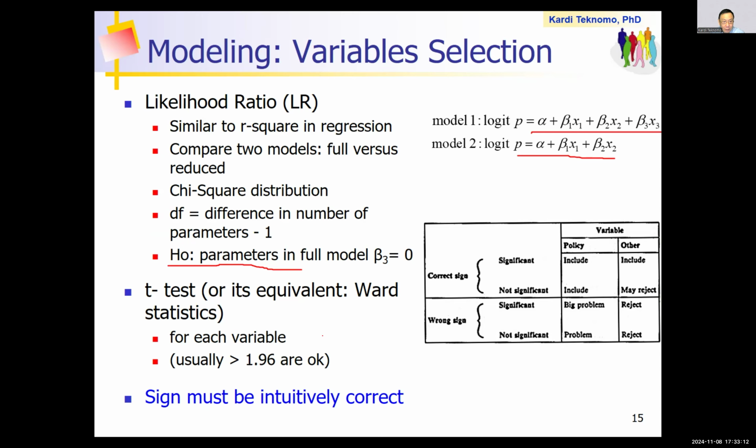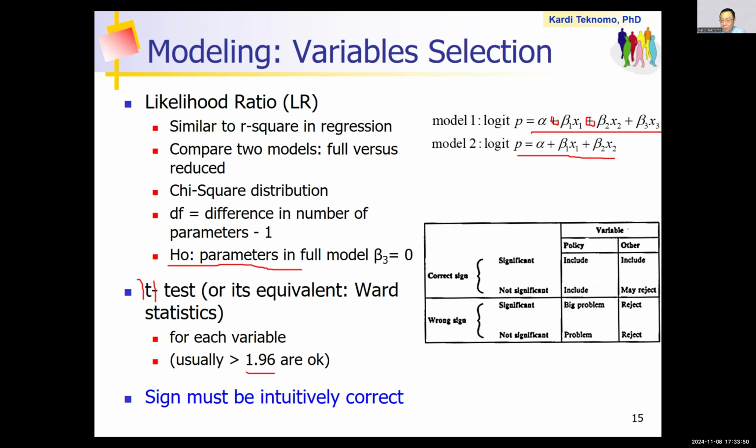So, and then you can also use the t-value. The absolute value of the t-value must be greater than 1.96. This is the absolute value. Now, the sign of the parameter here must be correct, intuitively. So this table is very useful to determine whether some factor will be included or not.